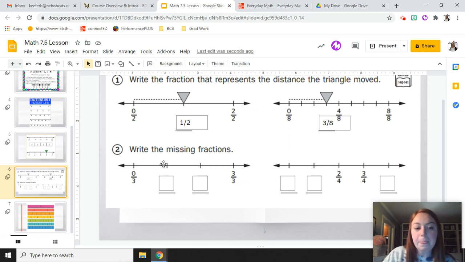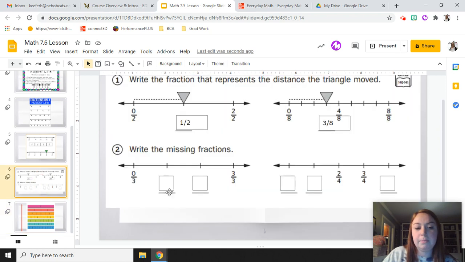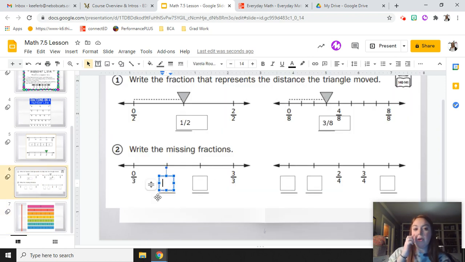Okay. Now let's jump down here to thirds. So we have 0/3 and 3/3. What are our two missing numbers? So look at your fraction strip. Think of the lines. This is 0/3. This is 3/3. What's in between? What is in between? So write that on your whiteboard.